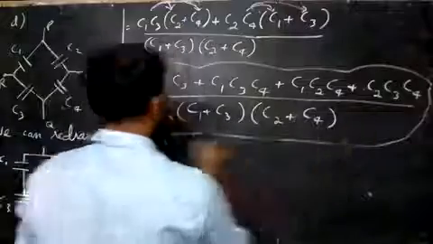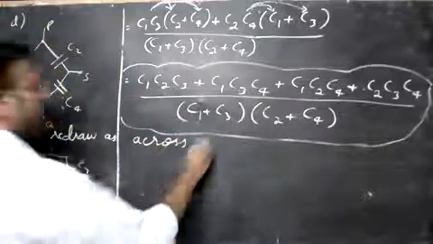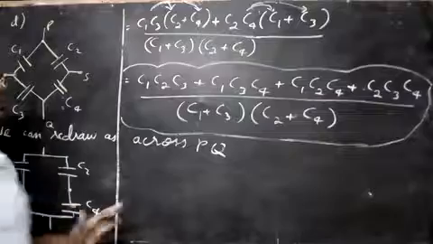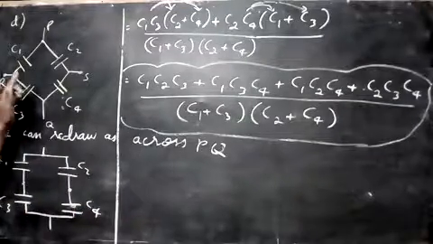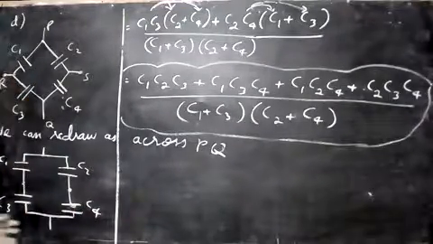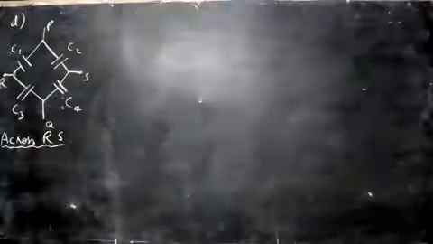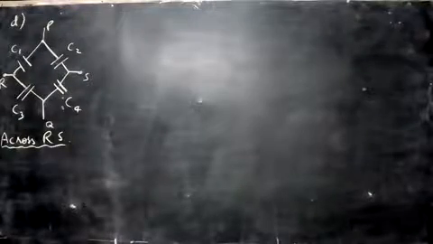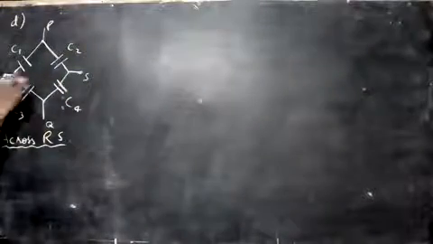This is the capacitance across P and Q. This is the first part. Then we'll go to the second part, that is, what will be the capacitance across RS. Now let us see the same sum across RS. See, this is R and this is S.